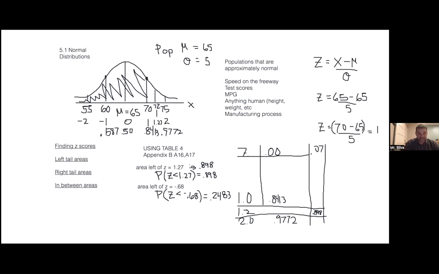All right. So z-score of negative 0.68. Here's a z-score of 0. Here's a z-score of negative 1. So I would say that's probably somewhere between 60 and 65 miles per hour on the freeway. Probably closer to negative 1, somewhere like 62 miles per hour on the freeway, about. Those are all called left tail areas. Find the area to the left of these values.